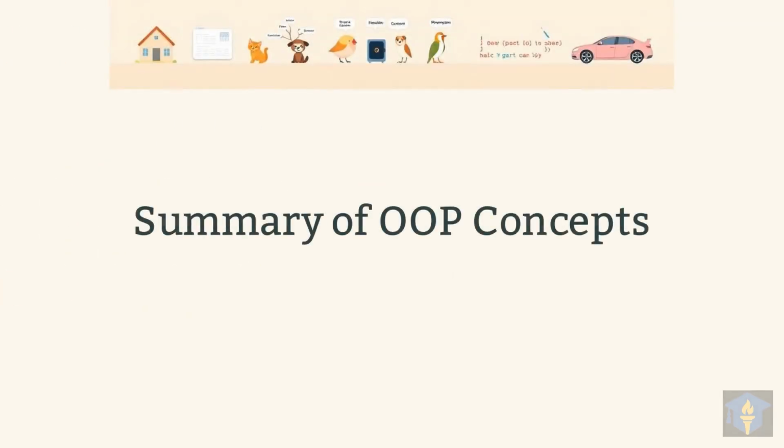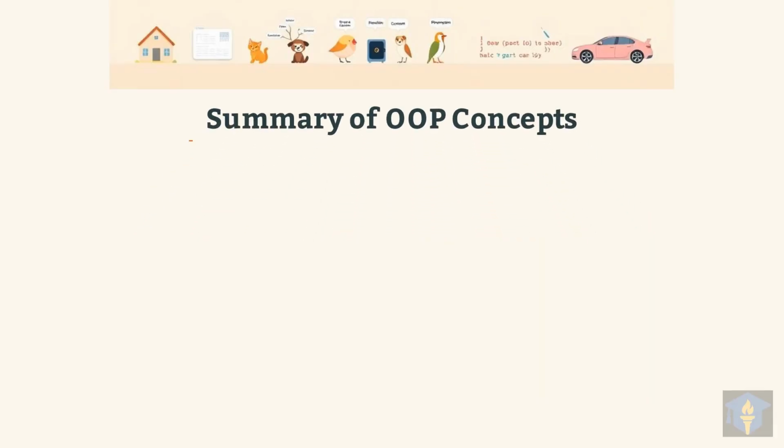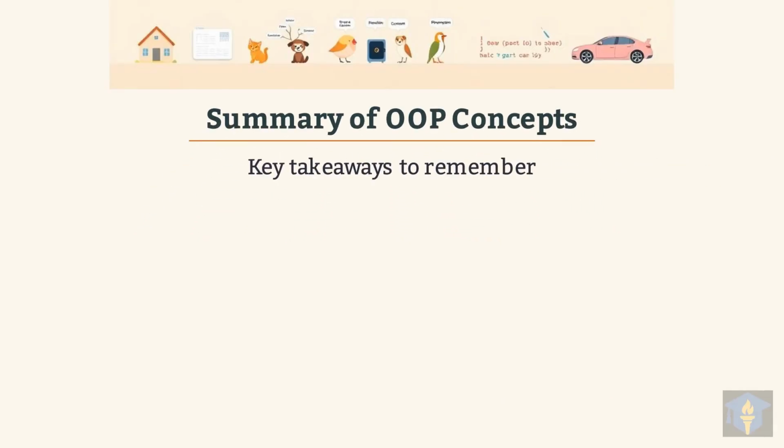Let's now summarize the core object-oriented programming, or OOP, concepts we've explored throughout this session. These are the key takeaways you should remember to truly grasp and apply object-oriented principles effectively in your code. Remember, classes act as blueprints, defining structure, while objects are their concrete instances, holding both data and associated methods.